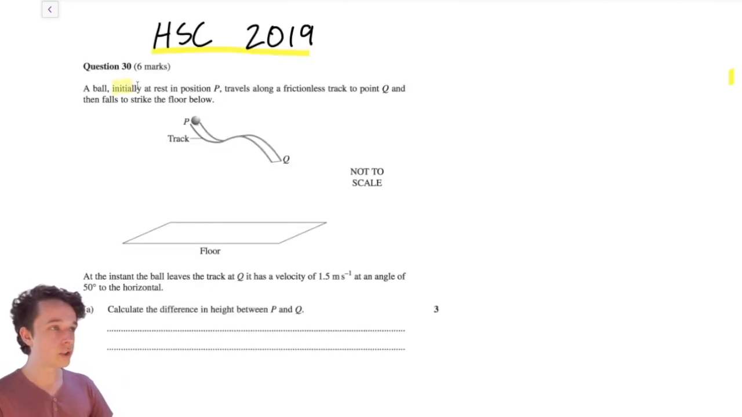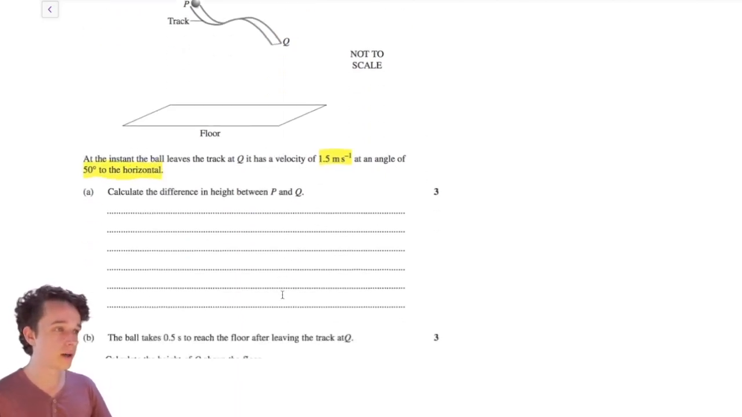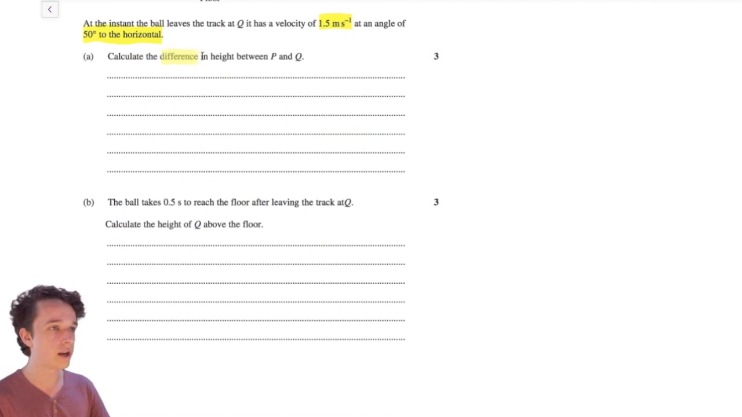A ball initially at rest in position P travels along a frictionless track to the point Q and then falls to strike the floor below. At the instant the ball leaves the track at Q, it has an initial velocity of 1.5 meters per second at an angle of 50 degrees to the horizontal. And this question is broken into two parts. So part A, calculate the difference in height between P and Q. And part B, the ball takes 0.5 seconds to reach the floor after leaving the track at Q. Calculate the height of Q above the floor.